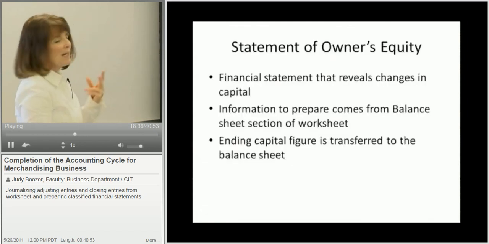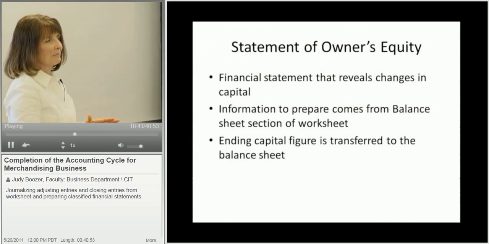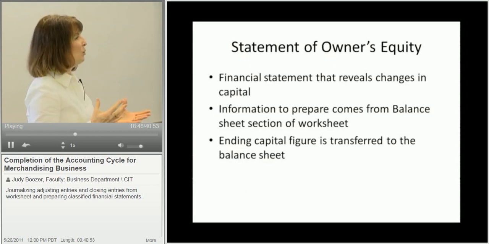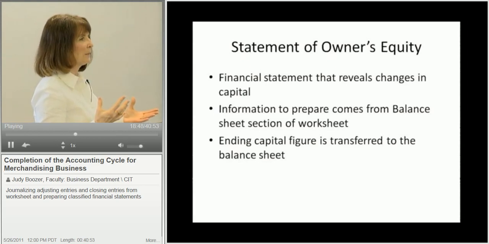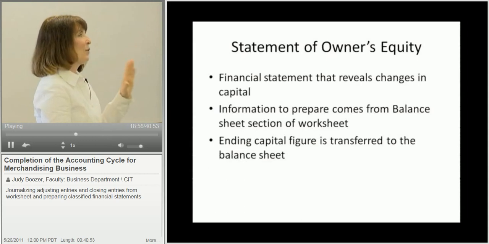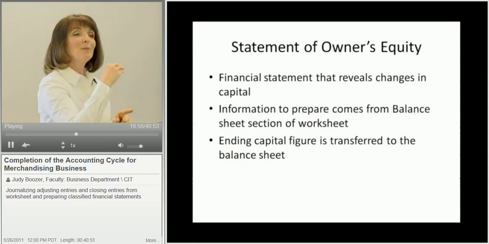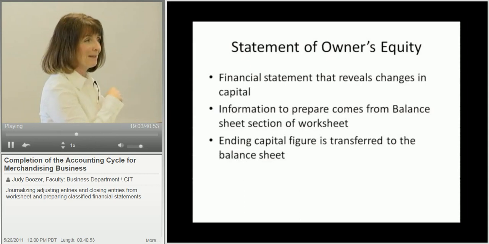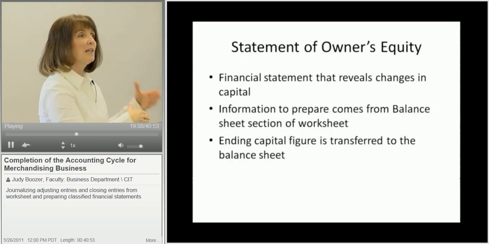Okay, what's the next financial statement after an income statement? Statement of owner's equity. Is that going to look different? Not too much. It's pretty much the same. What do you start with on the statement of owner's equity? Capital, beginning capital, good. And what affects that beginning capital? We just talked about it. Okay, additional investments, if there are any, and then either net income or net loss minus withdrawals.